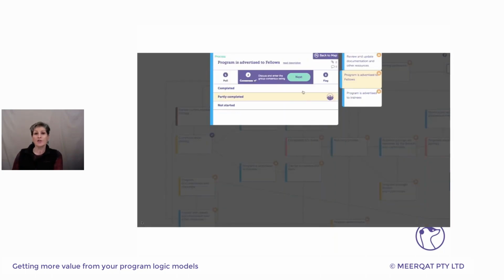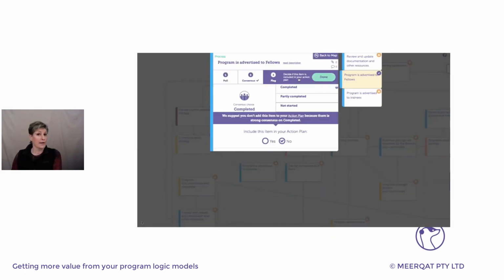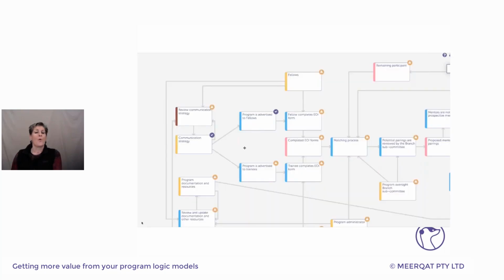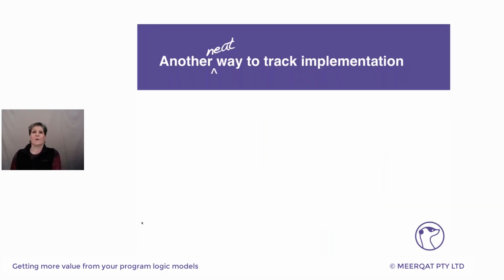So in this way, your action plan is serving as your weekly work plan, while the assessment view of the map is showing your overall progress. Now, one of our clients actually came up with a really neat way of using Meerkat to track program implementation, which is the fifth example that I have of how you can use your interactive logic model.